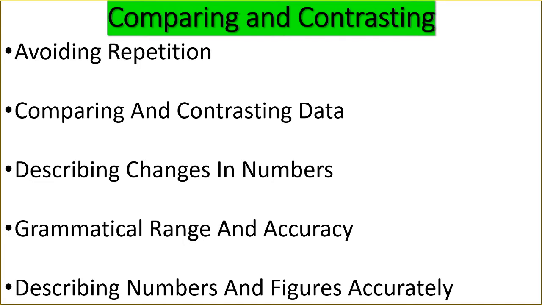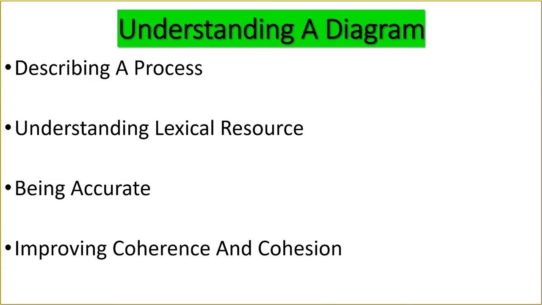Then the next is grammatical range and accuracy. In grammatical range and accuracy, I will tell how you can correct your grammar and how you can write accurately for getting a higher band score in writing task 1. Further, I'll be describing the numbers and the figures accurately. I'll tell you how you need to put the correct numbers and figures in a good way, right? So this workshop would include all these sorts of things.